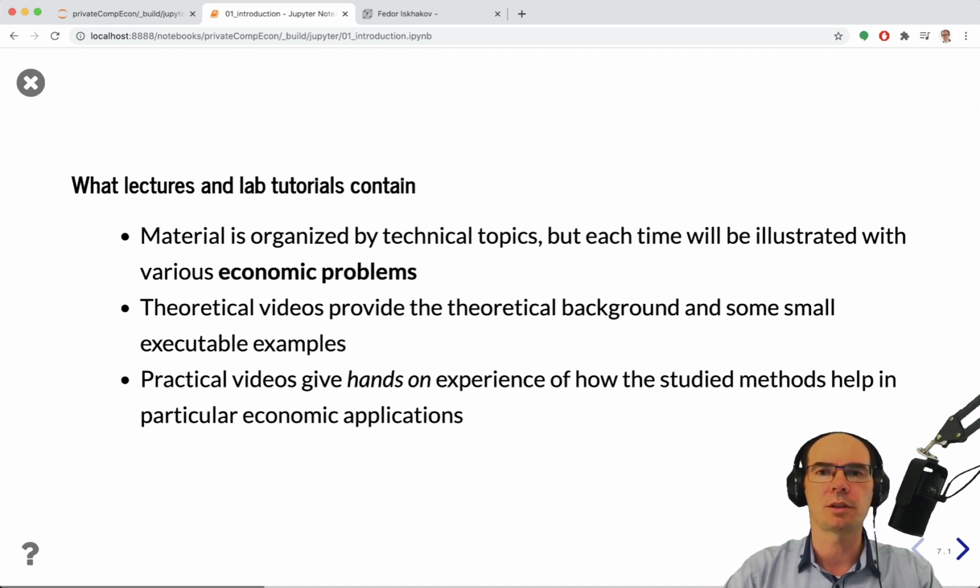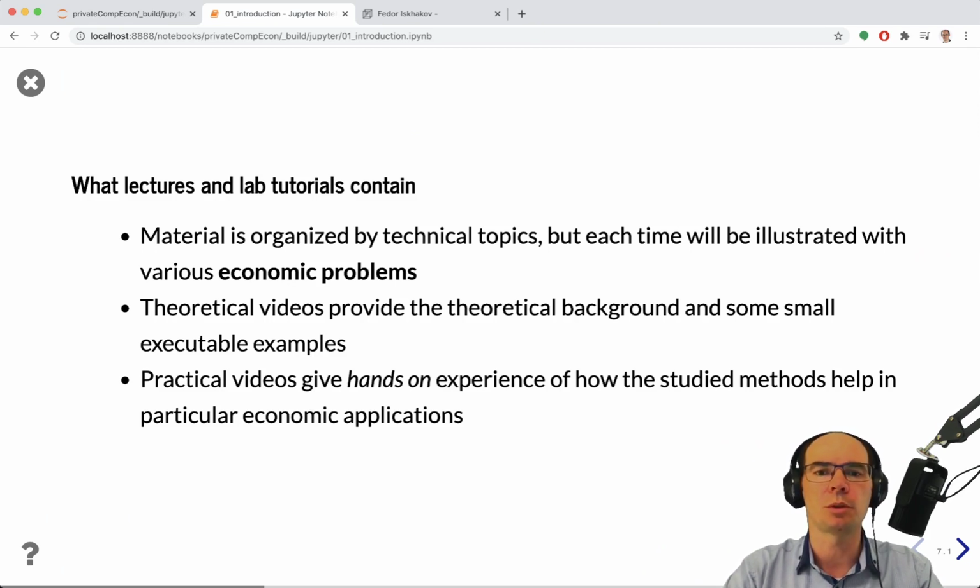So what are these lectures and tutorials? The materials in the course are organized along topics, and you will have a list of the topics that I plan to cover. And the technical topics, especially in the beginning of the course, we will be learning how to write code, and more of economics will come later.